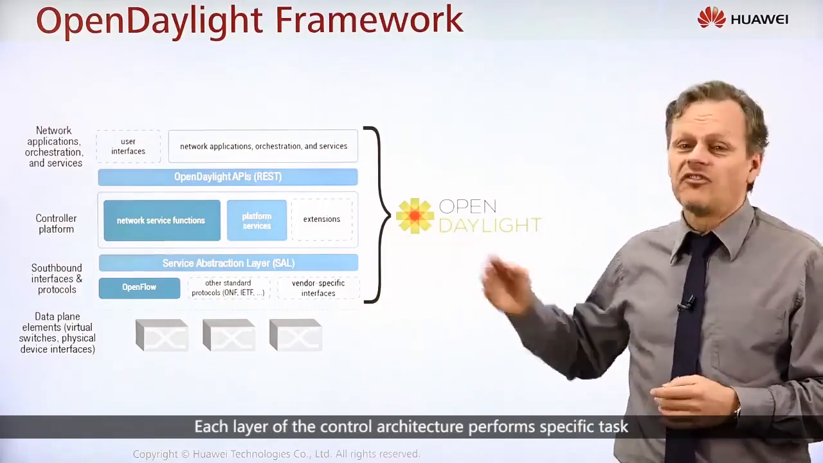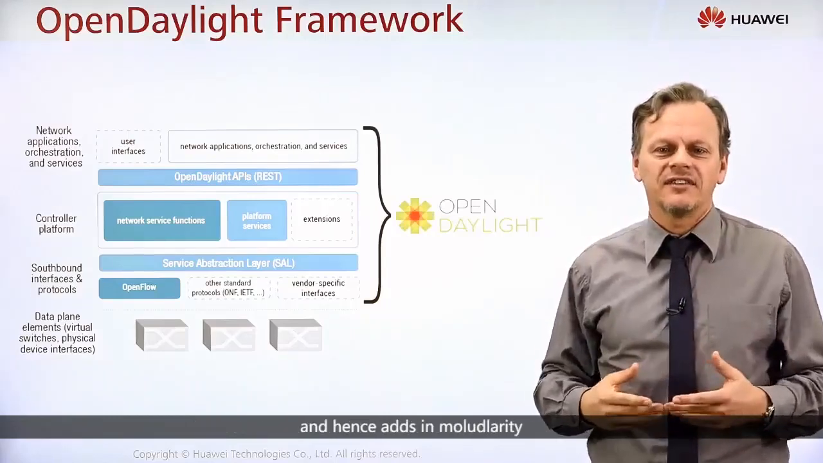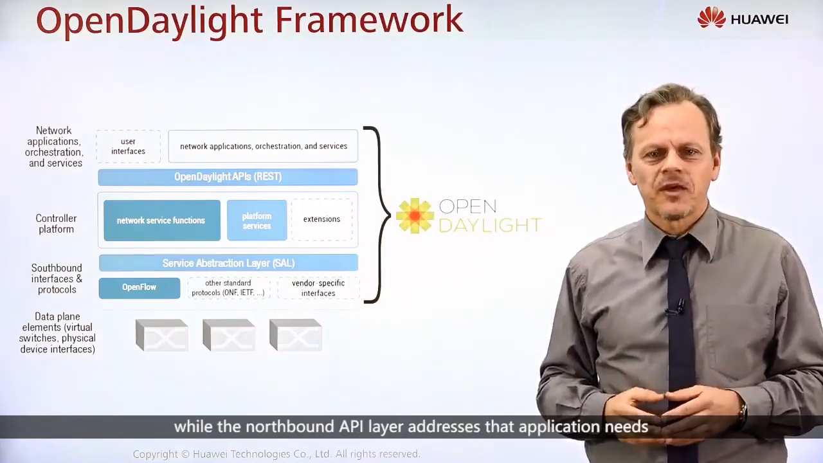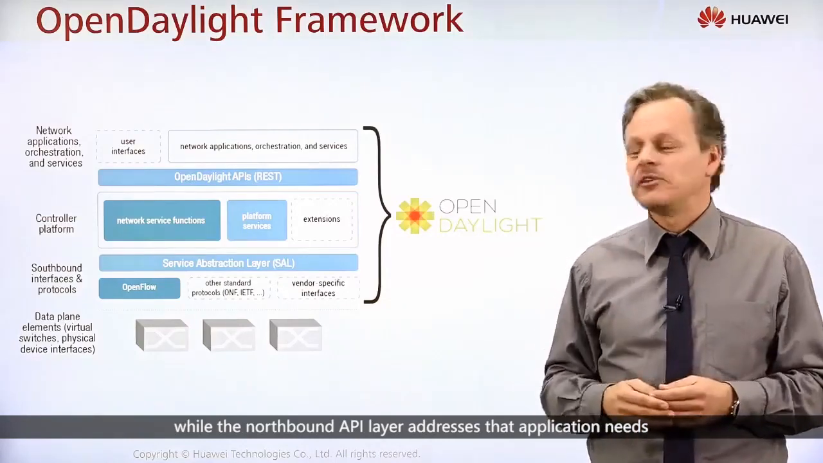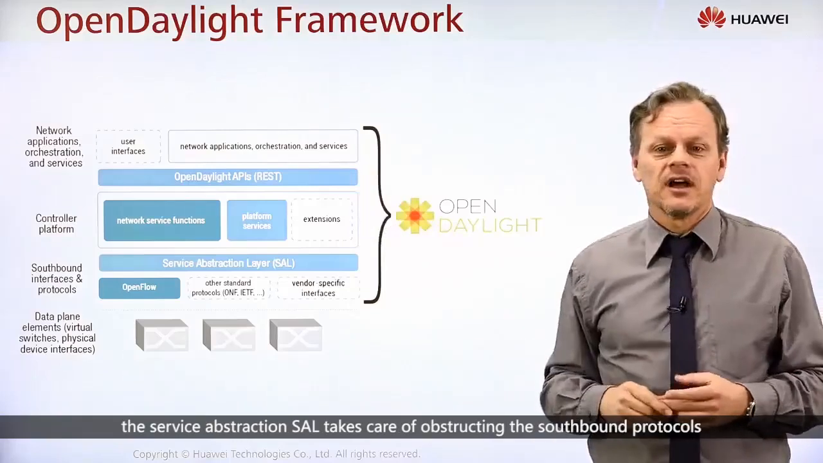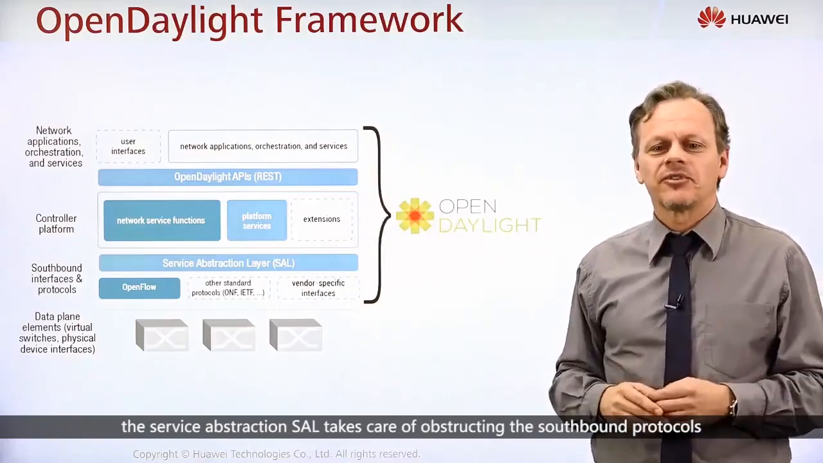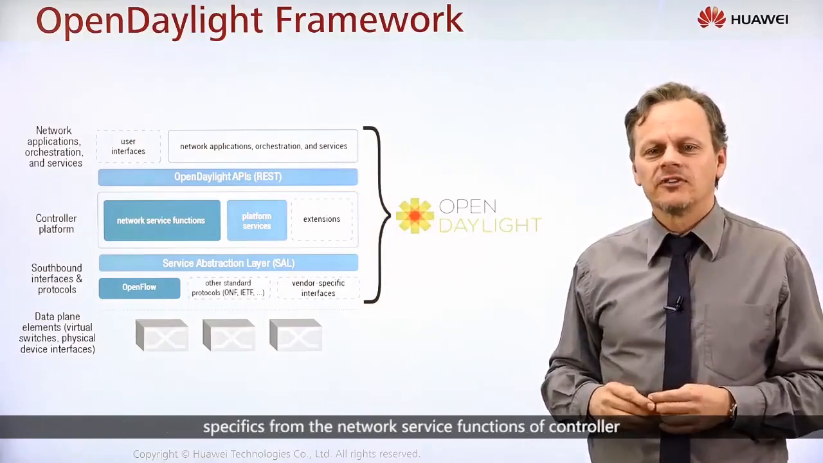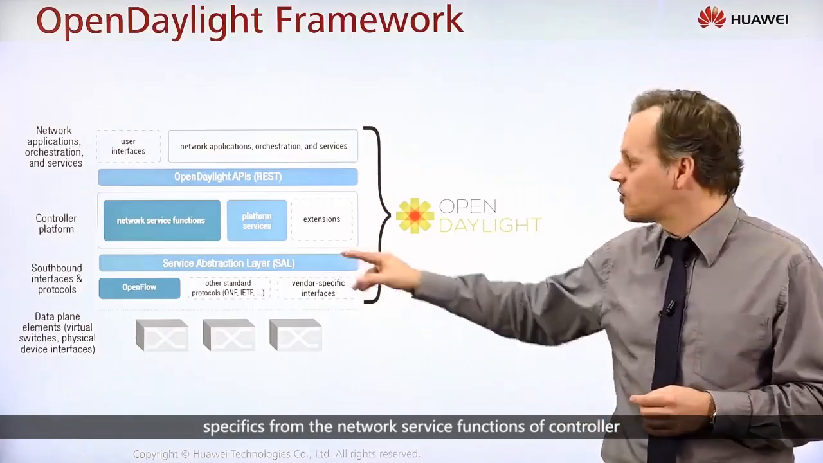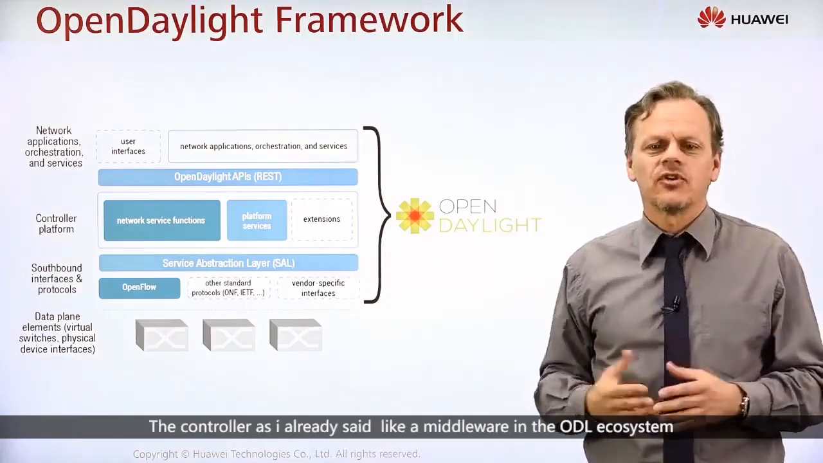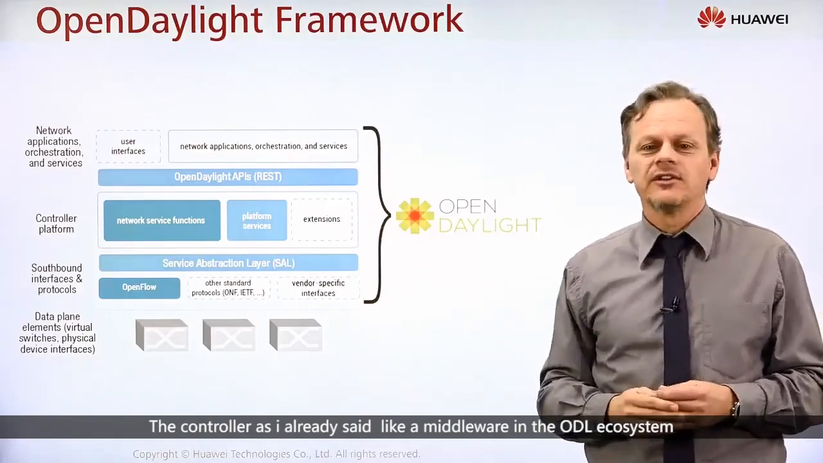Each layer of the controller architecture performs specific tasks and hence aids in modularity, while the northbound API layer addresses all the REST-based application needs. The service abstraction layer, SAL, takes care of abstracting the southbound protocol specifics from the network service functions of the controller. The controller acts, as I already said, like a middleware in the ODL ecosystem.